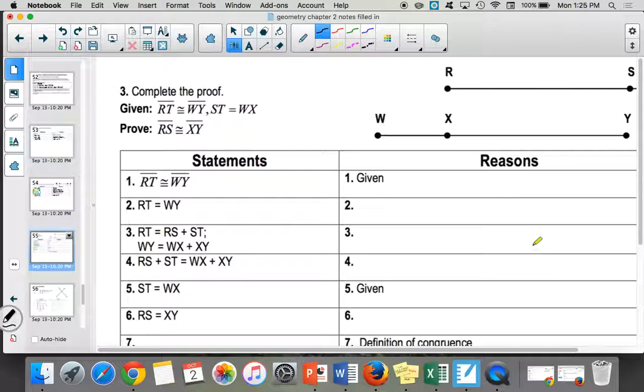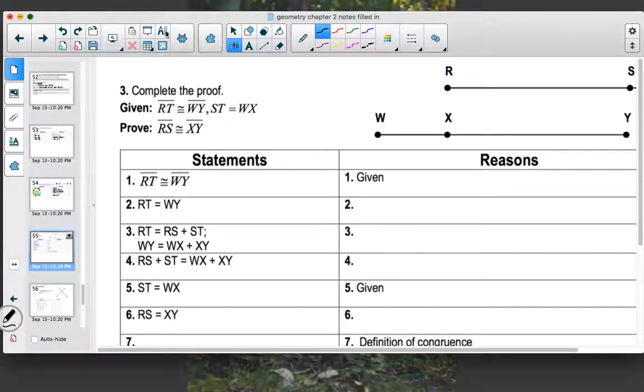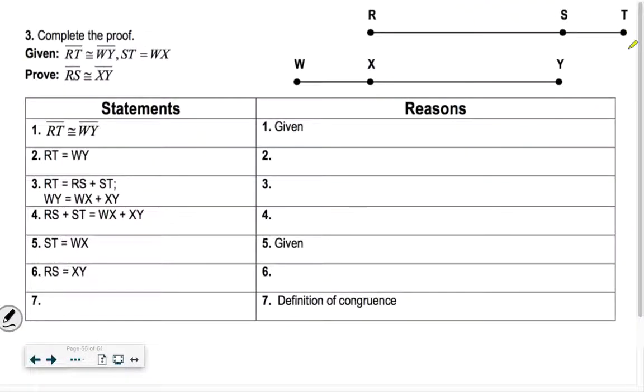Okay, so let's try some more. It's a little bit longer. All right, so it says complete the proof. So RT is congruent to WY, and ST is equal to WX. So I had those two givens. I actually divided them up this time. I put them in different locations. So we have a given here and we have a given here. So you're not getting the points for that because I already gave it to you. So the next one, think about it.